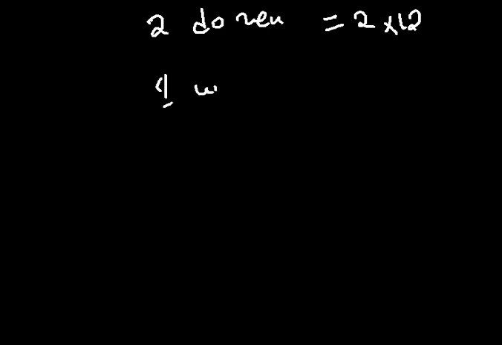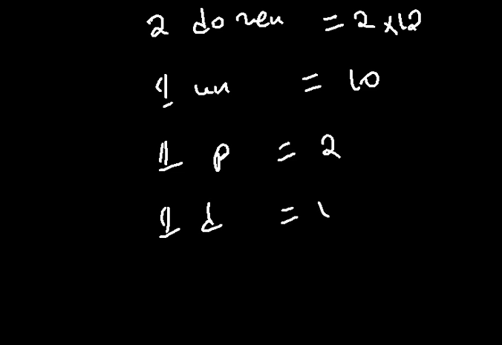So this is the same as the way we express, let's say, 2 dozens. Two dozens corresponds to 2 times 12. Let's say if we say 1 unit, that corresponds to 1. If we say 1 pair, that corresponds to 2. And I can say 1 dozen, that corresponds to 12. So that's how you start to understand about the mole.